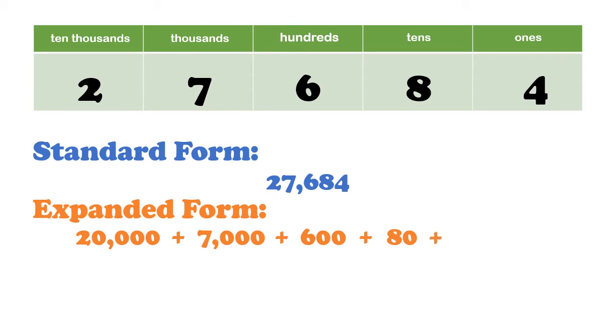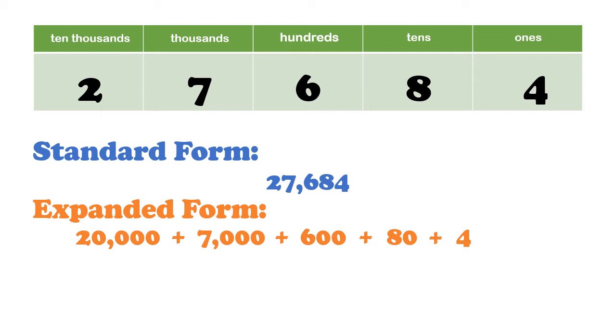And finally, we're going to add that to the last digit, the 4 in the ones column. And because that 4 is in the ones column, it is valued at 4. So the expanded form of 27,684 is 20,000 plus 7,000 plus 600 plus 80 plus 4.